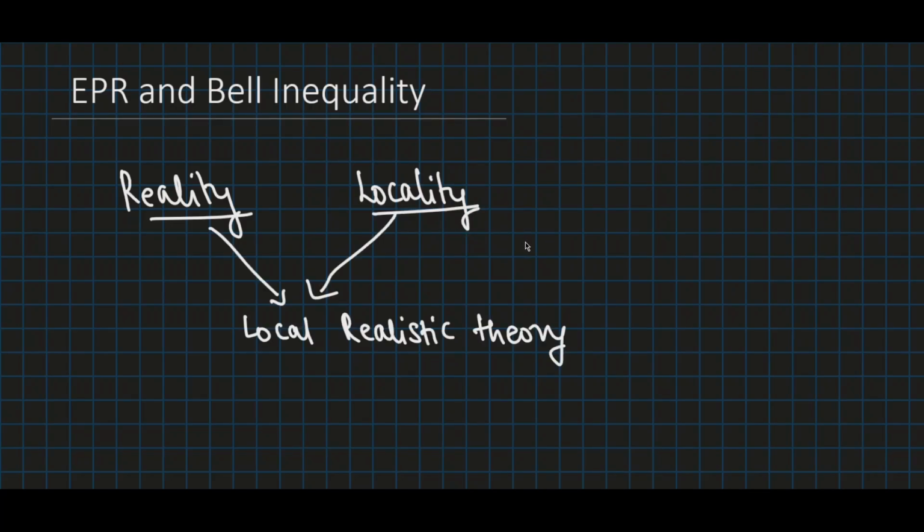So in 1964, John Bell derived an inequality for correlation measurements which showed that the results for entangled states which are predicted by quantum mechanics could not be reproduced by a local realistic theory suggested by EPR. And in 1969, CHSH, which stands for Clauser, Horn, Shimony, and Holt, presented a similar inequality which was experimentally tested. So first of all, let's check the local realistic theory supported by EPR for the interpretation of entanglement.